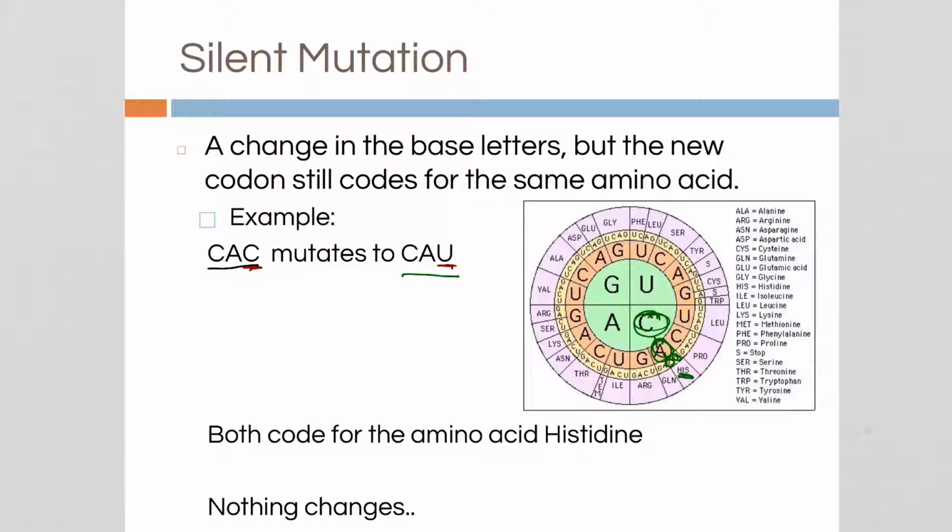C-A-U. Histidine! Also gives us histidine. So both code for the amino acid histidine. Nothing changes. So in this case, we had a mutation. There was a change in the base letter. A C changed to a U, but that caused absolutely nothing to happen to our protein. We call it a silent mutation because we cannot see its effects.